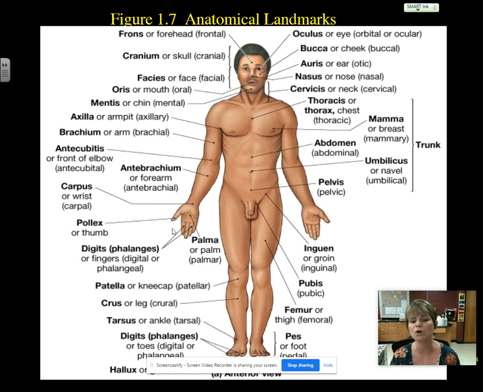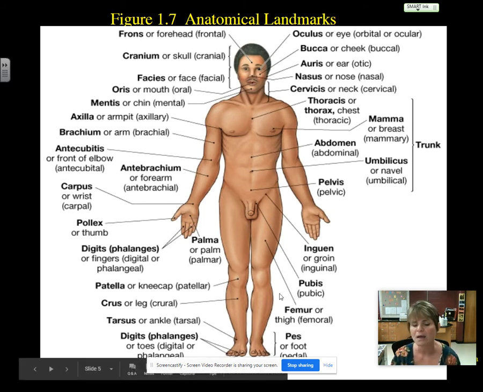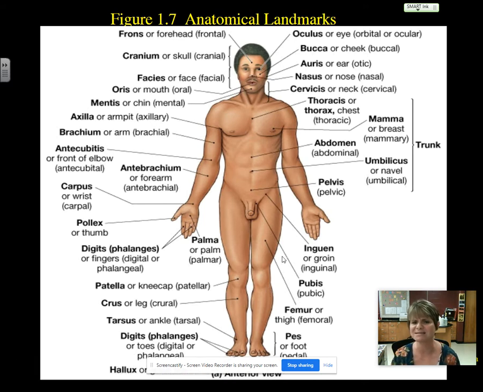So again, I'm not going to read through all of these for you. I think some of these probably make sense. Mamma, think of mama, breast. Umbilicus, like the umbilical cord of a baby, is the navel. It's where your navel comes from. Femur, that's the bone right here, your thigh. So I think many of these probably make sense to you. You've probably heard them used somewhere before.